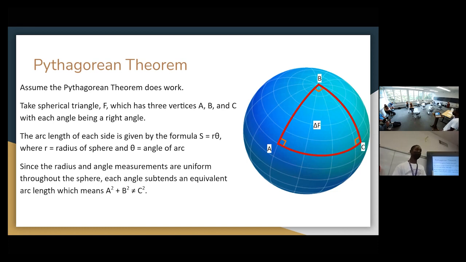So since the radius and the angle measurements are uniform throughout the sphere, each angle subtends the same arc length. So there's no way that A squared plus B squared could equal C squared. Thus, we just showed that the Pythagorean theorem doesn't hold in elliptic geometry.